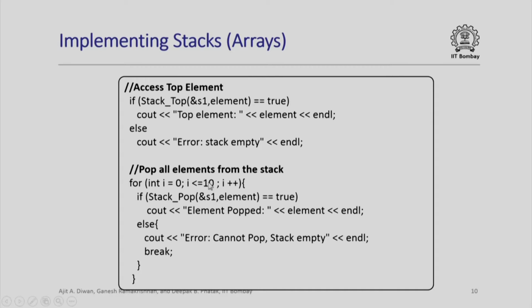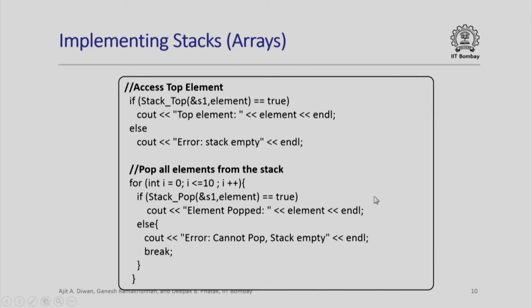So look at what I am doing inside this iteration. Simple. I do a stack pop operation. If it returns true, that means some element was popped, in which case I print that element. Otherwise, I say "cannot pop, stack is empty." Note that when the stack is empty, no further elements can be popped, and therefore I simply break from this loop. So this will ensure that I will pop all the elements of the stack.